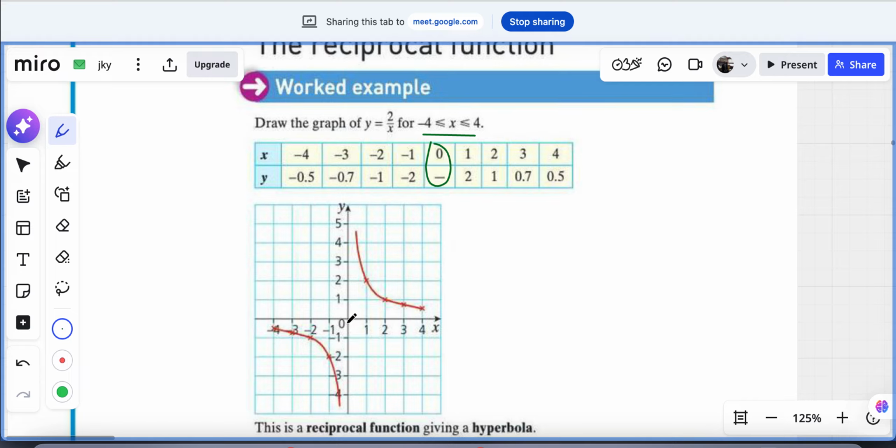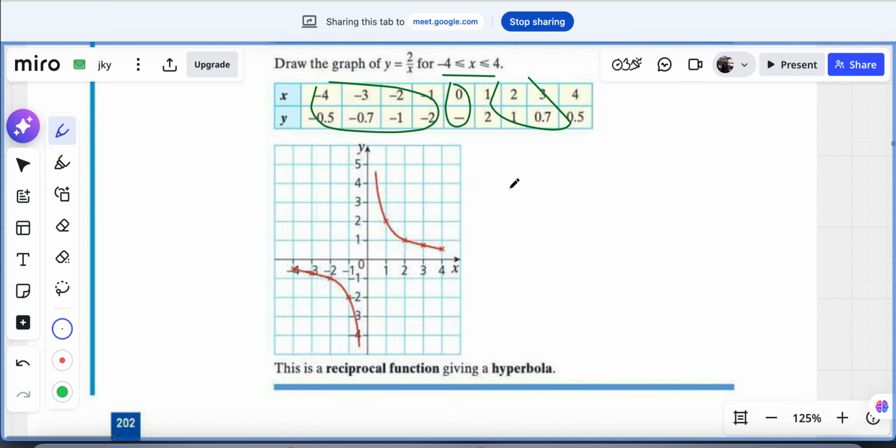Okay, now you go to plot. Why we have two graphs that do not touch is because of this infinity, because of this place. It's not 0, so you don't plot a point here. This one will form the first half of the graph, and this one will form the second half of the graph, for the reciprocal graph. So that's why we have this.